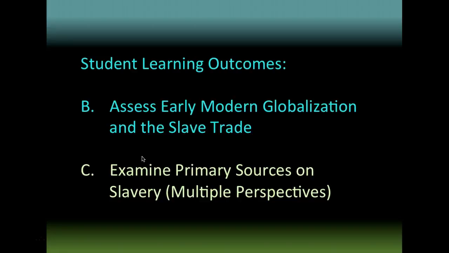Okay, so we just finished talking about part A of Unit 3. And the next two parts, we're going to discuss early modern globalization and the slave trade, and we'll have a great discussion on primary sources on slavery. So enjoy those readings. They are pretty wild.